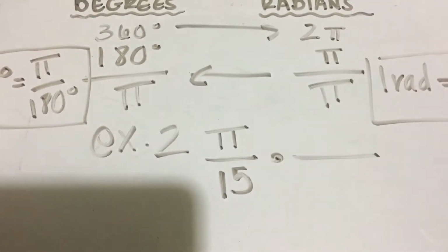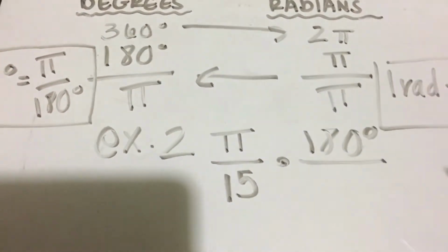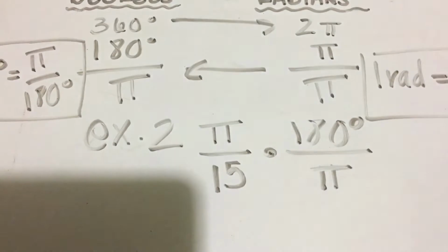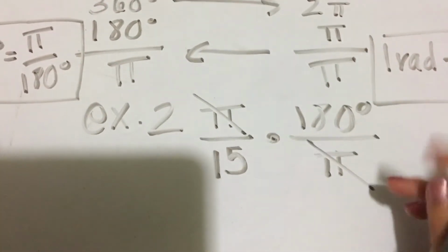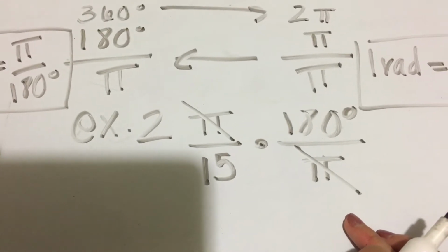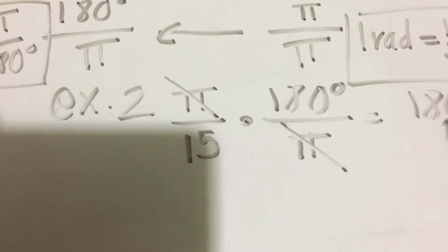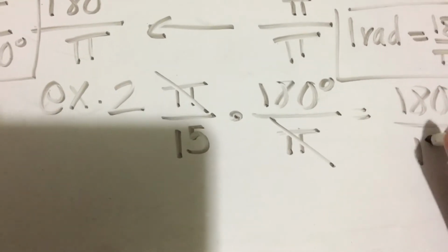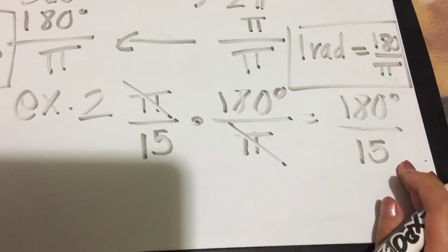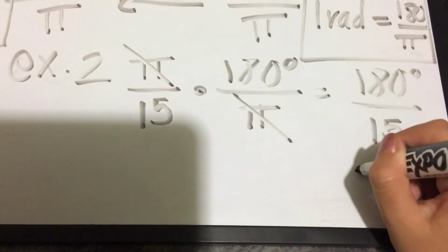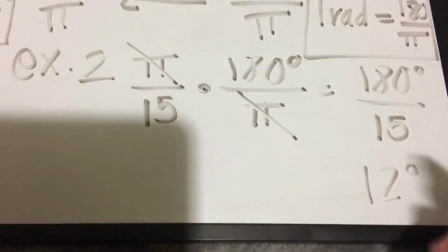We multiply as we did before, but instead using this conversion factor, 180 degrees over pi. The pi's cancel as expected, and we're left with 180 degrees over 15. All that's left is to reduce this into 12 degrees. Our answer.